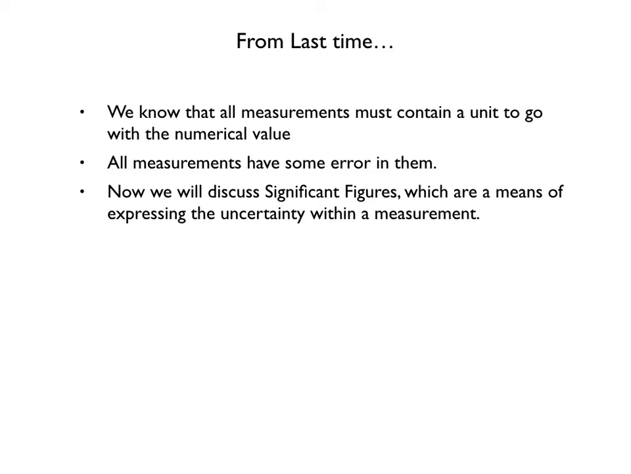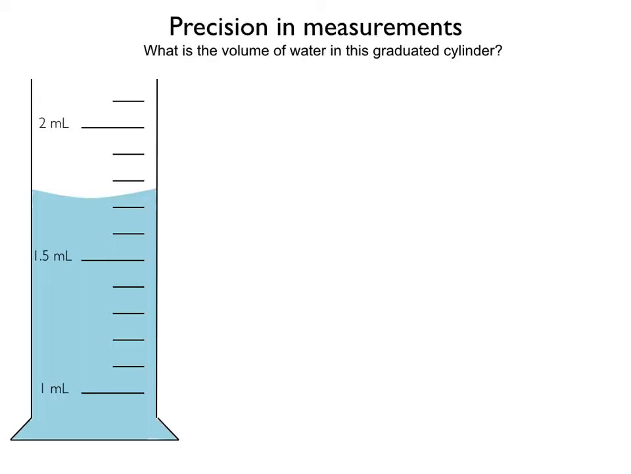Now we're going to discuss significant figures, which gives us a way of expressing that uncertainty within a particular measurement. So let's start off with an example. The example we're going to start off with is looking at this graduated cylinder we have illustrated on the slide, and asking ourselves, what is the volume of water in this graduated cylinder? And we can think about this first.